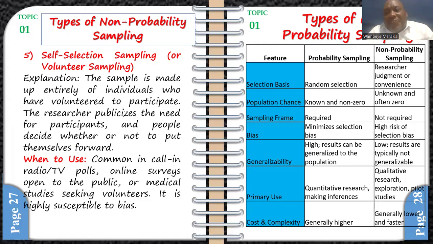Another feature that can bring about the difference between probability sampling and non-probability sampling is the sampling frame. Whenever you are using probability sampling, the sampling frame is required. And when you are using non-probability sampling, no frame is required.